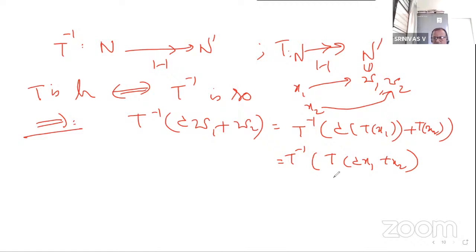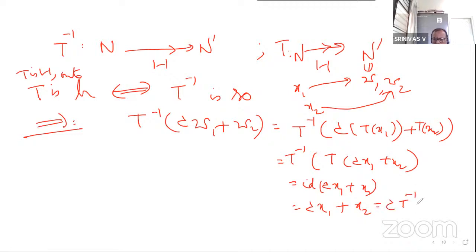So this is the T image of c x1 plus x2. Now I'm assuming T is one-to-one and onto, so T inverse of T will be the identity on c x1 plus x2. So this is nothing but c x1 plus x2, and T inverse of T of x is x. And what is x1? x1 is the T inverse image of w1, and x2 is the T inverse image of w2.